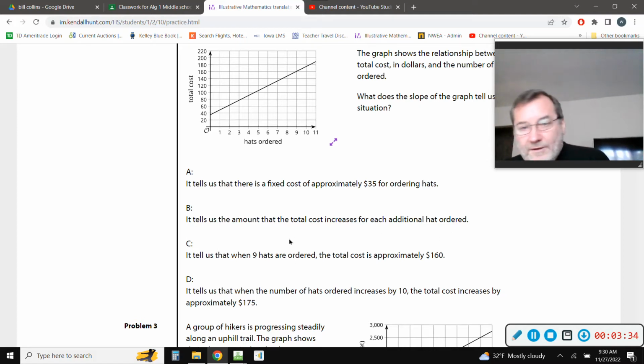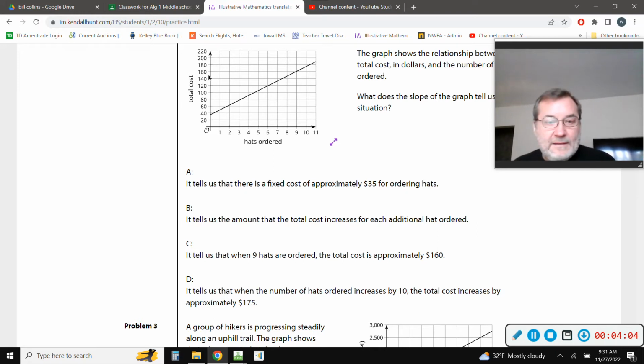That looks pretty good. That looks like a really good answer. It tells us that when 9 hats are ordered, the total cost is approximately $160. Let's see, 9 hats. We follow up 9. When he tells us that when 9 hats are ordered, the total approximate cost is $160. So 9 hats ordered, and you go up to here and follow it across. It looks like $160. So that looks like C is a correct answer as well.